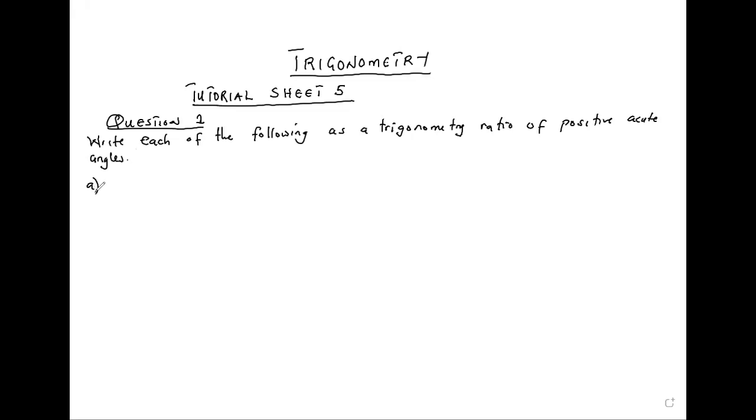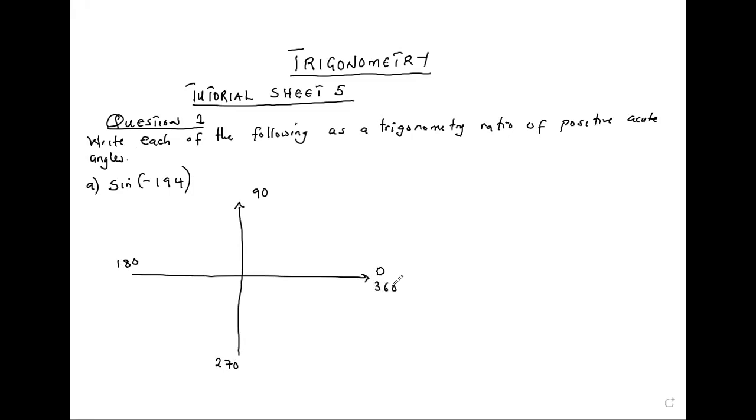There, sine of negative 194. So yesterday we talked about the quadrants. So we said we have 4 of them. And then the angles are moving from 0 to 90 to 180 to 270 and to 360.